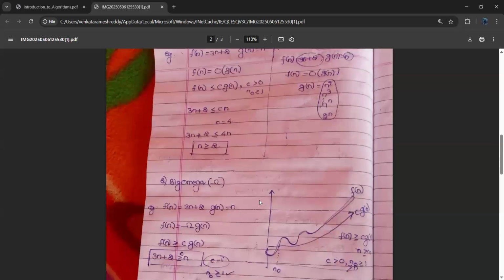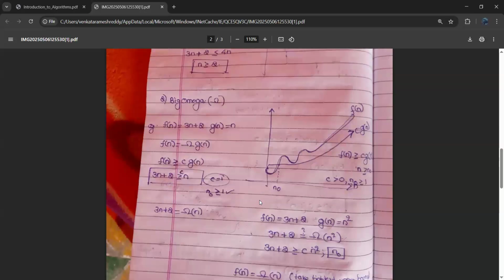Next one, big omega. If you take the graph with the x-axis and y-axis, this line is gradually increasing. This is f of n, and this line indicates c into g of n. In this case, what we have to consider is that f of n is greater than c into g of n. So this is the big omega.